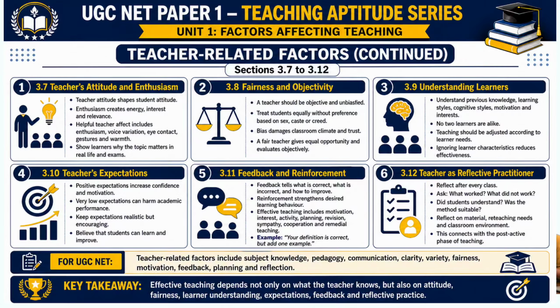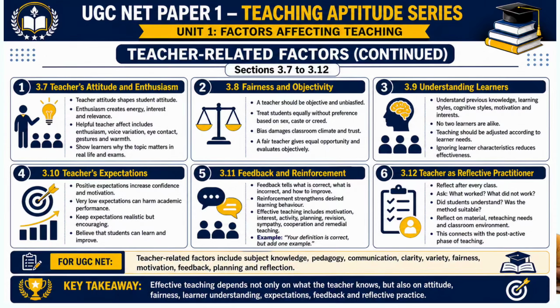3.8 Fairness and objectivity. A teacher should be objective and unbiased. The classroom communication material clearly states that a teacher should treat students equally and should not give preferences on the basis of sex, caste, or creed. Bias damages teaching. If students feel that the teacher favors only some learners, the classroom climate becomes negative. A fair teacher gives equal opportunity, listens to different students, respects diverse backgrounds, and evaluates objectively.